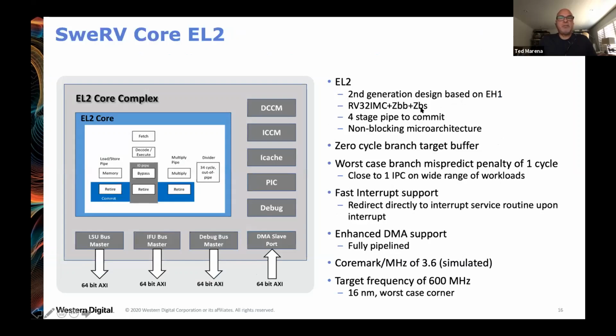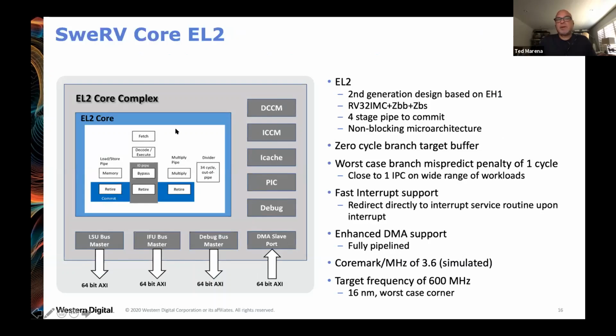We added some bit manipulation commands. It's a 4-stage pipeline. So again, it's a simpler architecture. It's just drawn here, showing you it's got a configurable instruction cache. There's closely coupled memory that you can use for data or instructions, and a number of generic AXI type buses for peripherals and such.